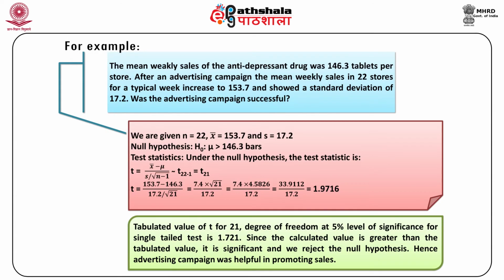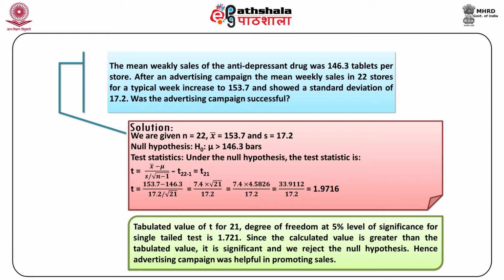For example, the mean weekly sales of an antidepressant drug was 146.3 tablets per store. After an advertising campaign, the mean weekly sales in 22 stores for a typical week increased to 153.7 and showed a standard deviation of 17.2. Was the advertising campaign successful?